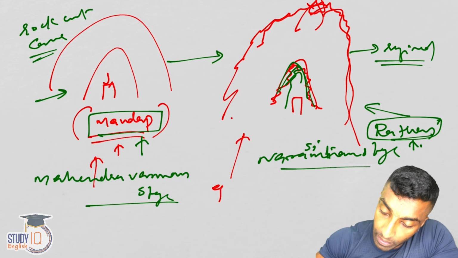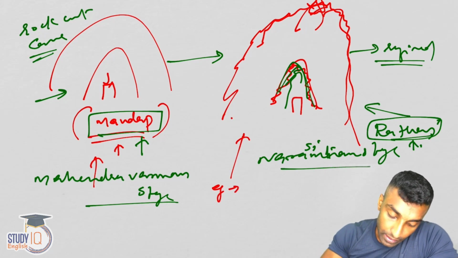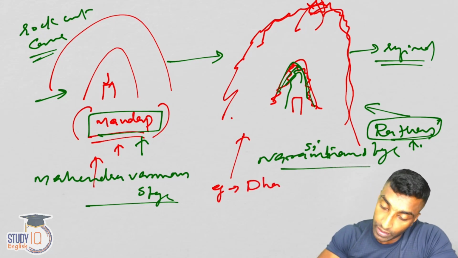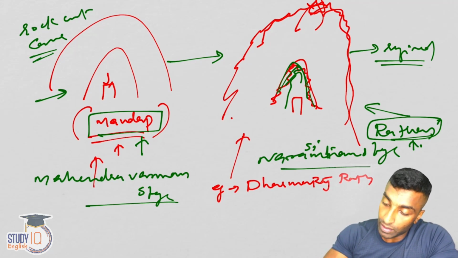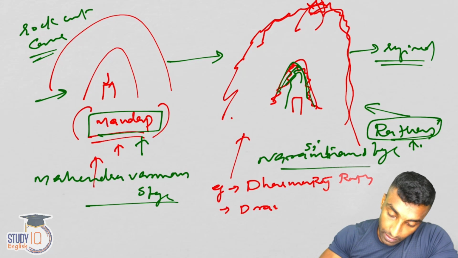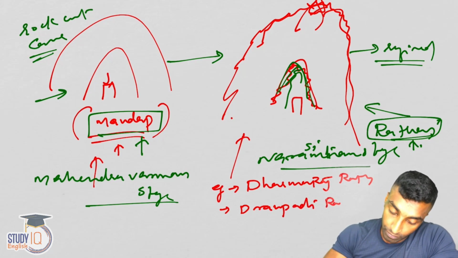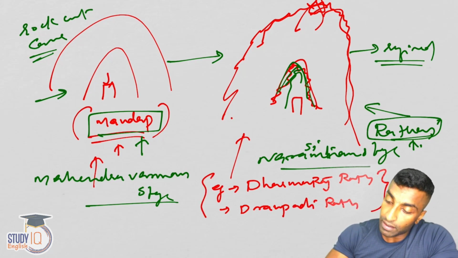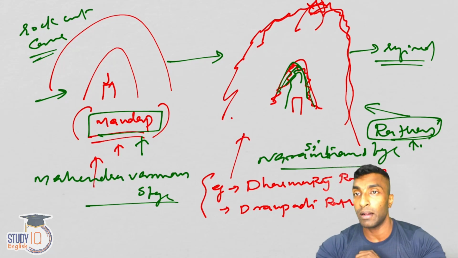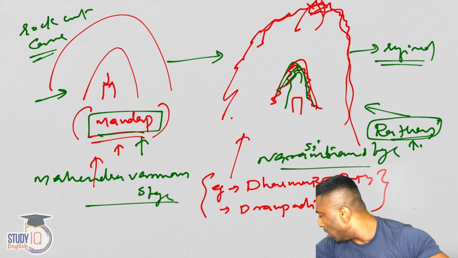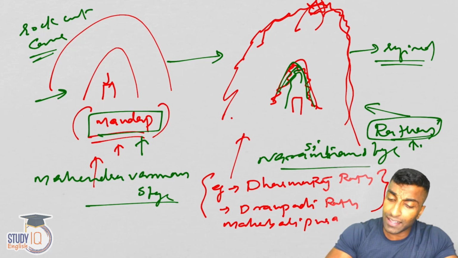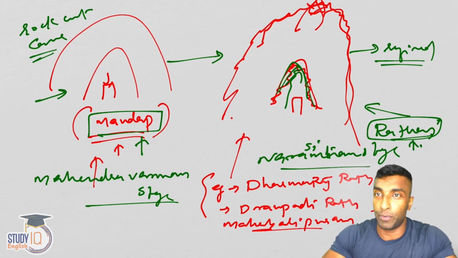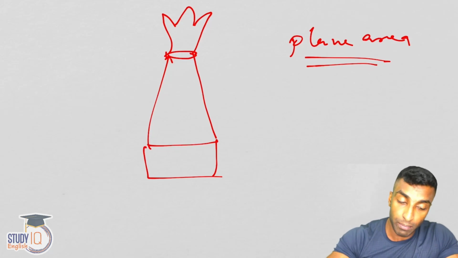Now what are the examples? Dharmaraj Rath. Remember these names? Dharmaraj Rath and then Draupadi Rath. Where are both located? Both are located in Mahabalipuram. What is another name of Mahabalipuram? Mamalapuram. So both are in Mahabalipuram.